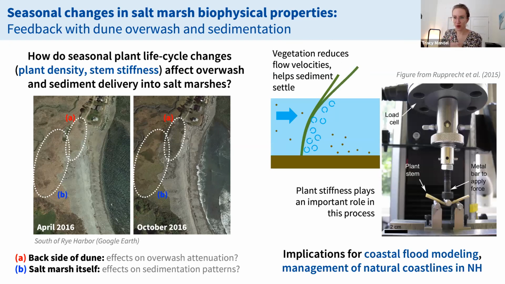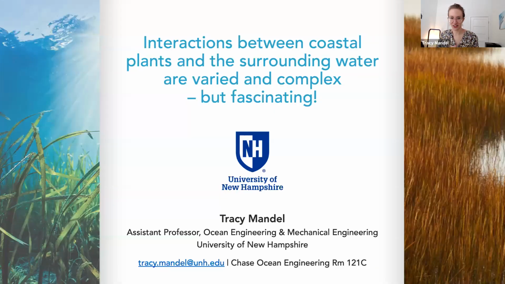To do this, we basically want to look at the mechanism that causes vegetation to reduce flow velocities and help sediment settle. In this case, plant stiffness plays an important role in this process. So we're planning to do some experiments in the mechanical engineering lab to test how flexible or how stiff vegetation is, because that determines basically, does it get streamlined under flow, or does it stay rigid and help dissipate energy? So I will close here and am happy to take any questions.